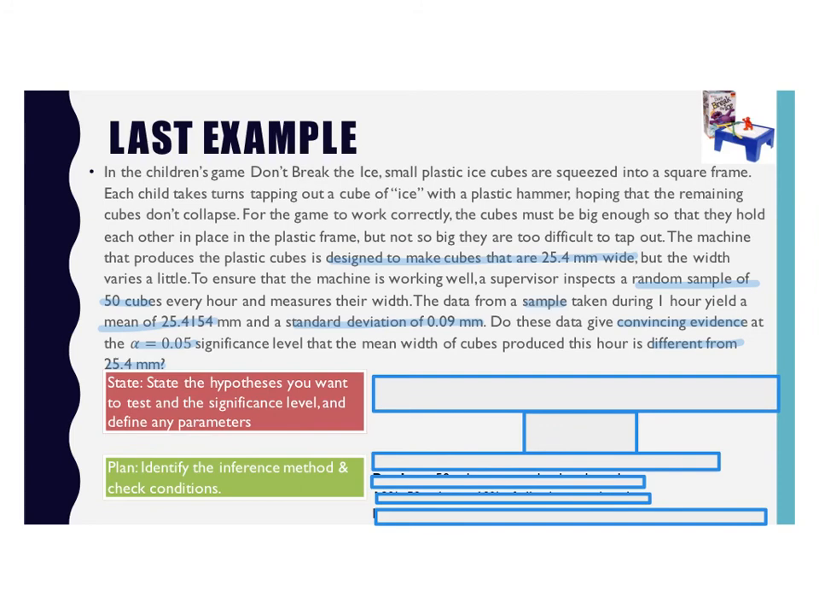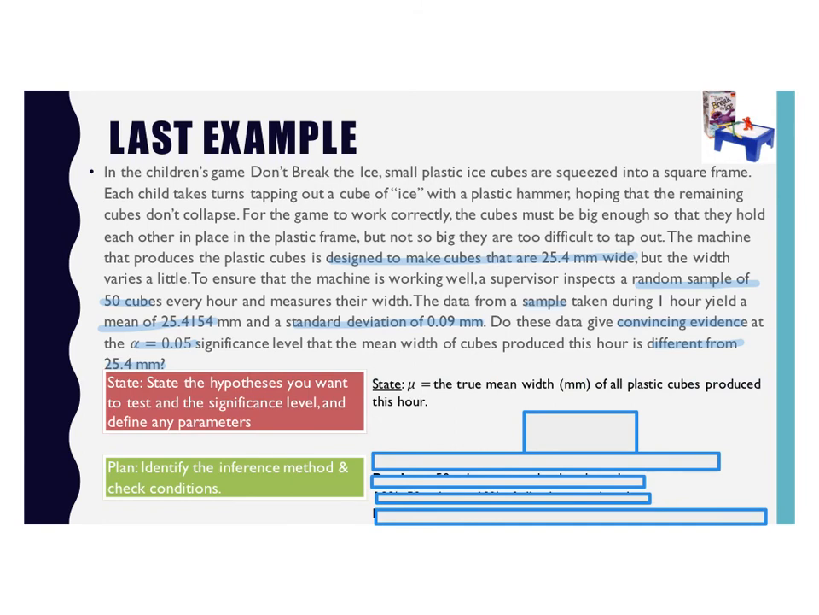Remember our state step, we're going to state the hypotheses we want to test and the significance level, and then define any parameters. So for our state, we're going to say mu is the true mean width of all plastic cubes produced this hour. Now, if I know they're designed to be 25.4 millimeters, my null is going to be mu equals 25.4, and my alternative, because the question says the mean width of cubes produced this hour is different from 25.4, we're going to use a not equal to for the alternative.